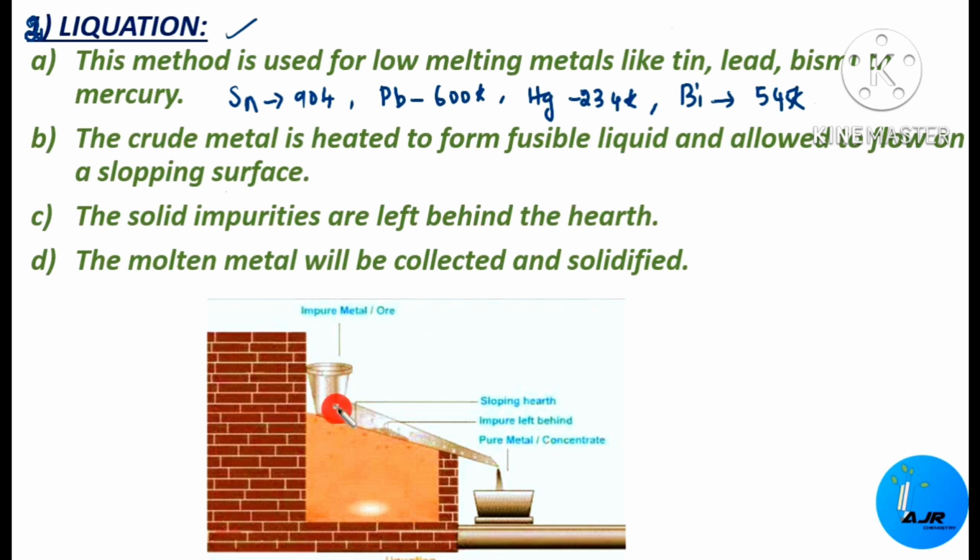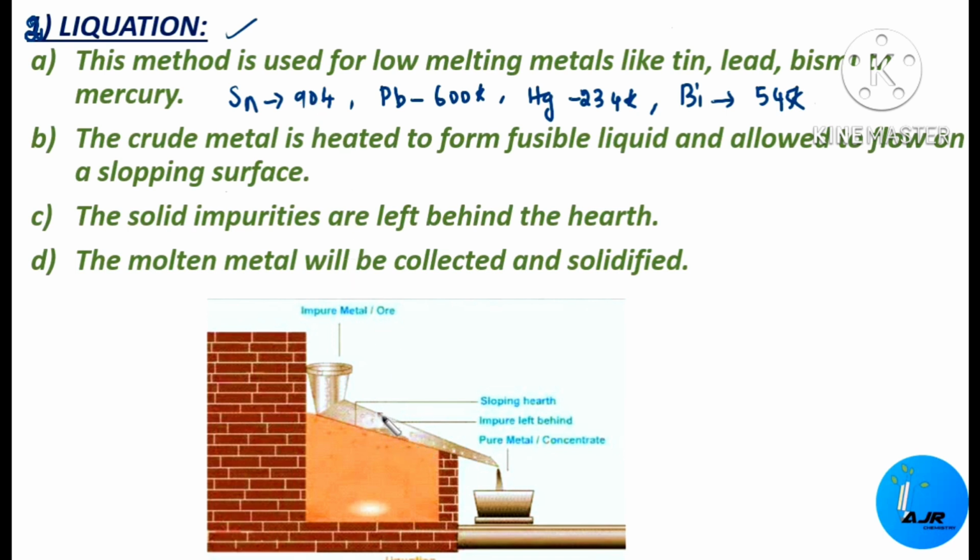Here the impure metal will be passed on, and it will be heated to make it fusible or molten. And it will be allowed to flow on a sloping surface. That is, the impure metal is placed on the sloping hearth of a reverberatory furnace, and it is heated just above the melting point of the metal to be purified. For example, if you want to refine tin, then the temperature should be given just above it. So 904, right?